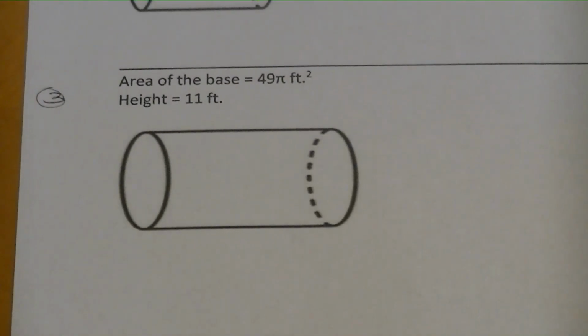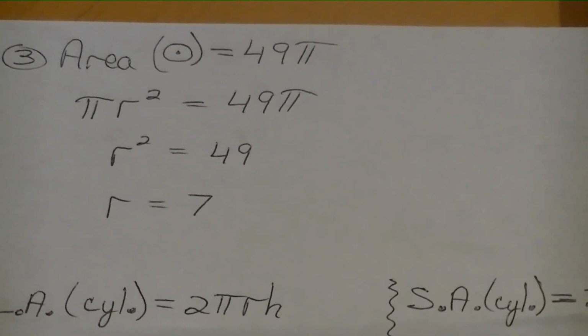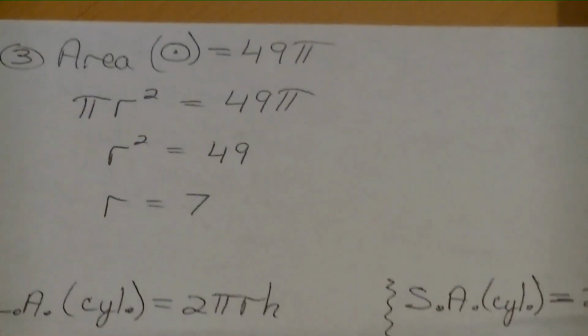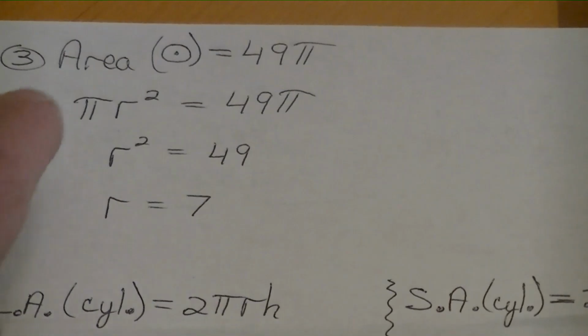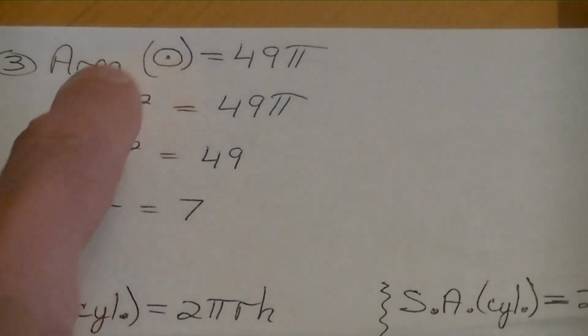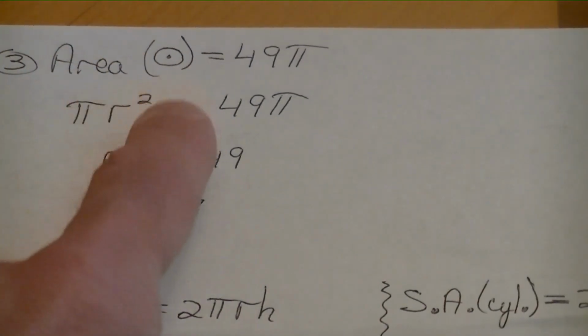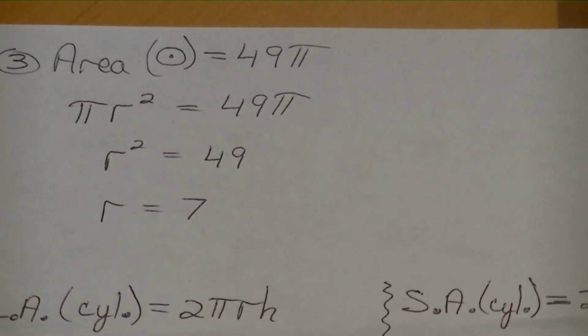Okay, the last one was this one. No, it wasn't. It was this one. If the area of the base is 49 pi feet squared and the height is 11. Well, not too different from before. If we're given the area of a circle, then we can figure out the radius for starters. We know the formula for area of a circle is pi r squared. So I'm going to replace the area of a circle with the formula. Pi r squared is 49 pi. Divide both sides by pi, take the square root of both sides. The radius must be 7.